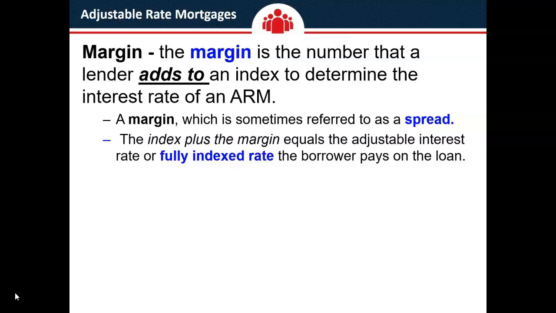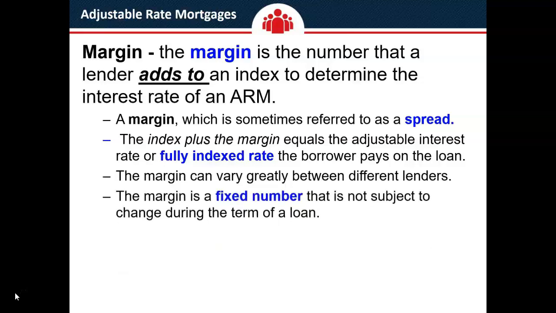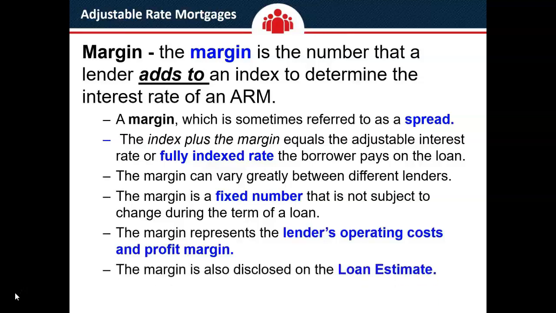How is an adjustable rate determined? How do they determine what the rate actually is? It's called the fully indexed rate. The index plus the margin determines what the rate is going to be. The margin can vary between lenders. The margin is a fixed number. It doesn't change during the term of the loan. It's the actual profit that the bank makes. The margin represents the lender's operating costs as well as their profit margin. The margin is also disclosed on the loan estimate.